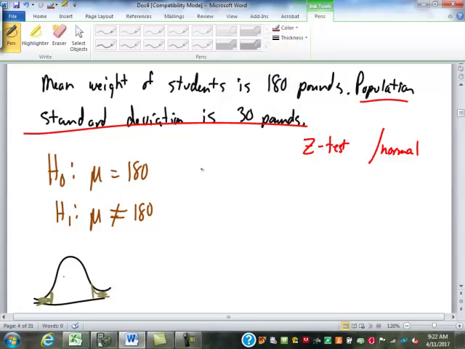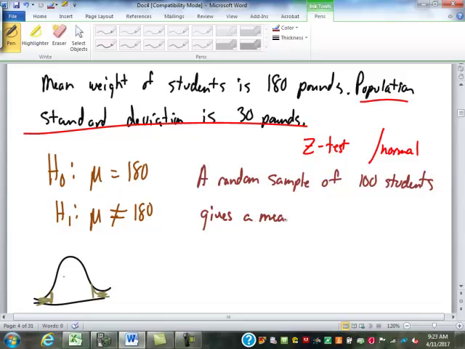So let's gather data. Let's say a random sample of 100 students gives a mean weight of 172 pounds.